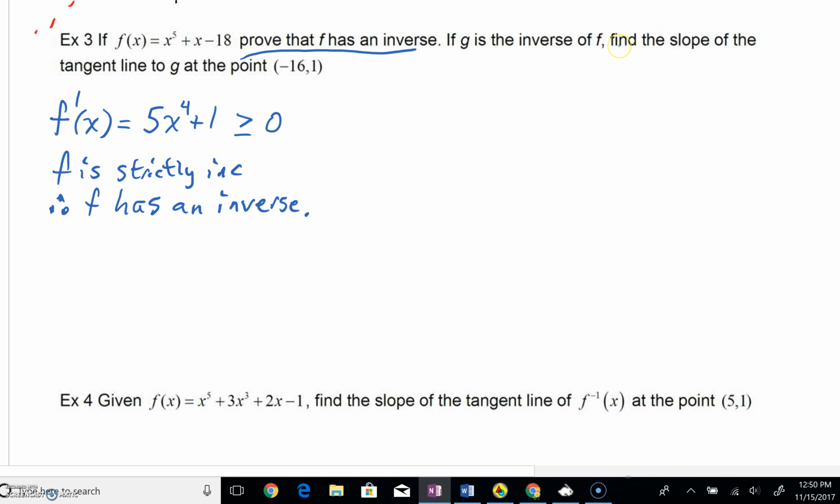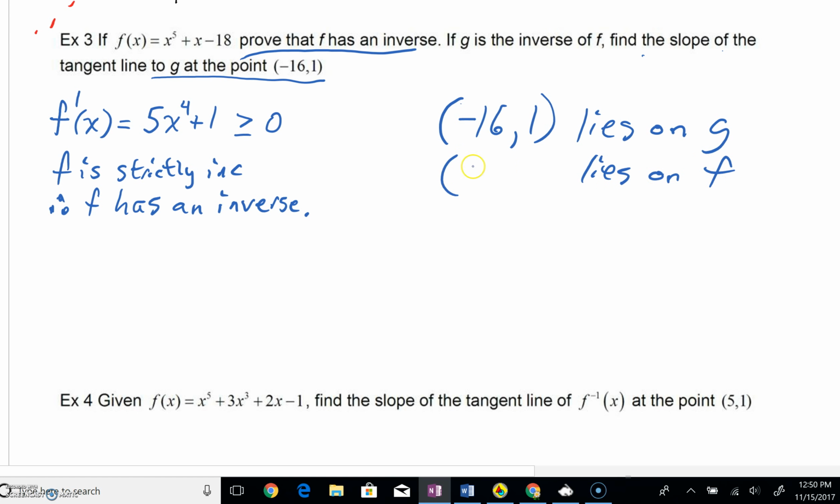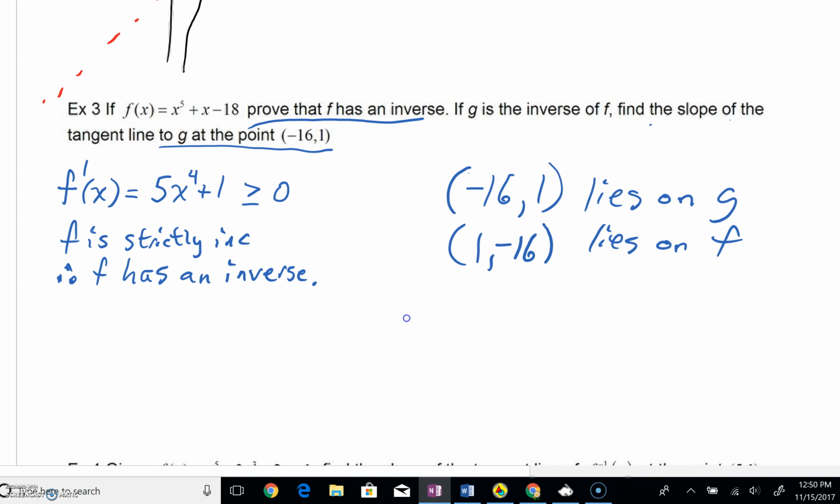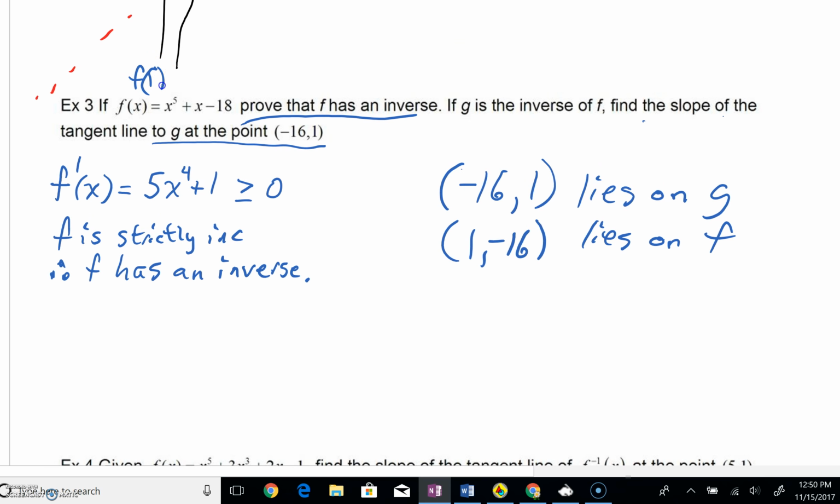They're saying g is that inverse function. Find the slope of g at the point negative 16, 1. Please get into the habit of writing this: negative 16, 1 lies on g. That's the inverse. What point lies on f? Yes, 1 comma negative 16, which you could confirm in a second. You could plug a 1 into that f function and quickly find out that the y value there is negative 16.